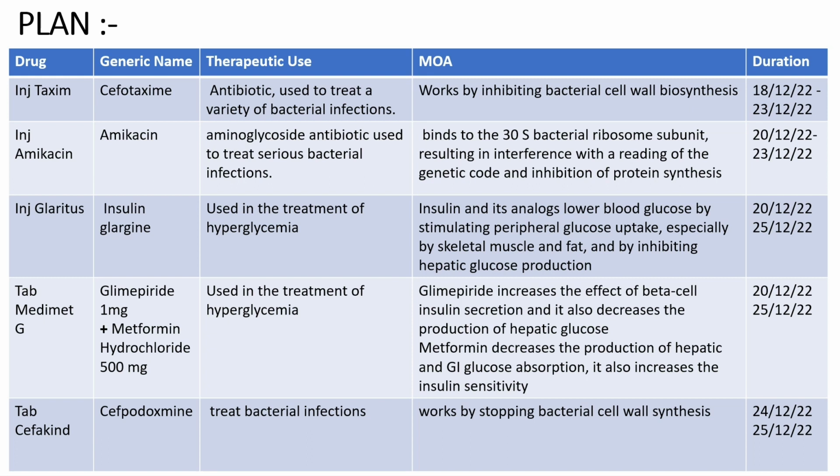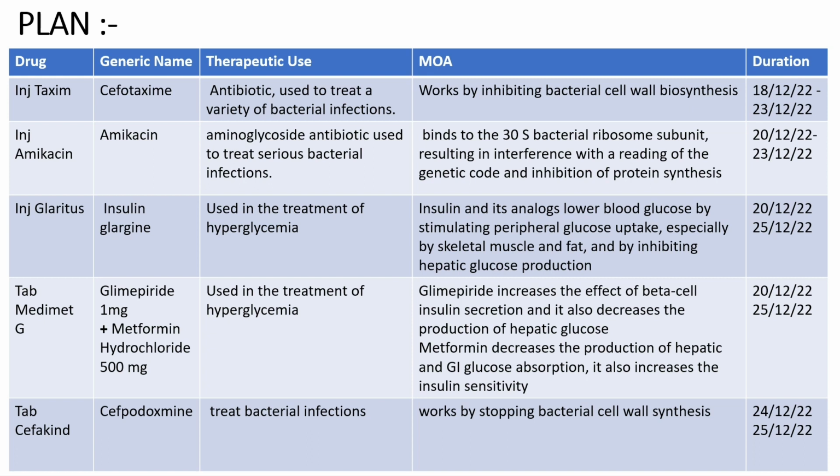Tab Medimed G is a combination of glimepiride 1 mg and metformin hydrochloride 500 mg. It is also used in the treatment of hyperglycemia. Glimepiride increases beta cell insulin secretion and also decreases the production of hepatic glucose. Metformin decreases the production of hepatic glucose and GI glucose absorption. It also increases insulin sensitivity. It was given from day 20 to 25.